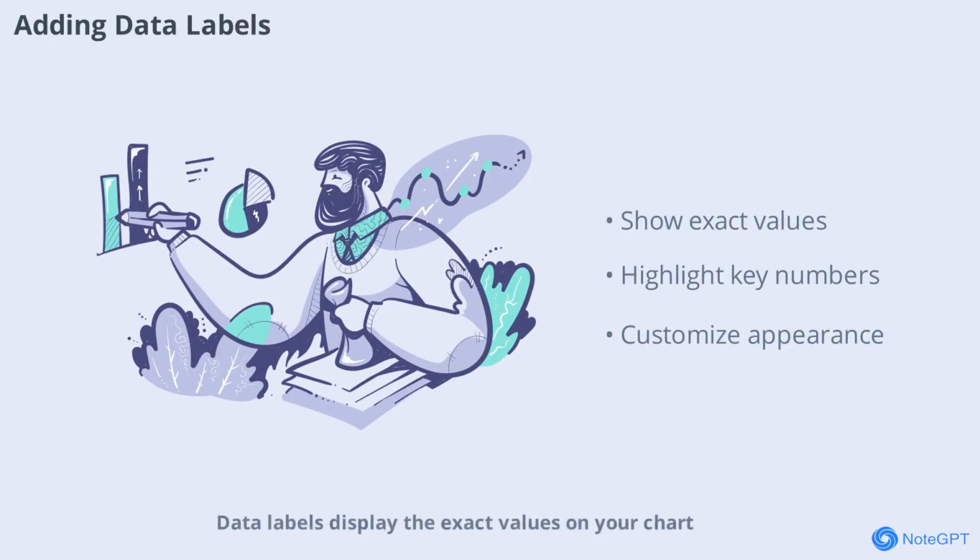Data labels display the exact values on your chart, making it easier to interpret the data. You can add labels to bars, lines, or slices and customize their appearance. Data labels are especially useful when you want to highlight specific numbers or make your chart more informative. Excel gives you full control over label placement and formatting.